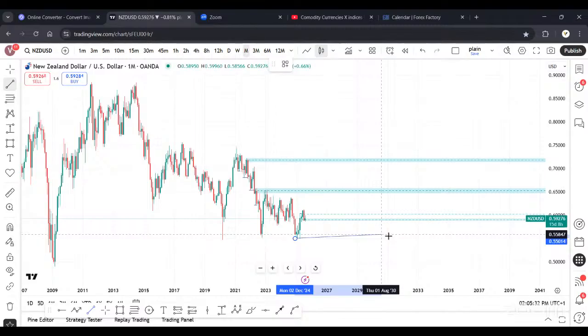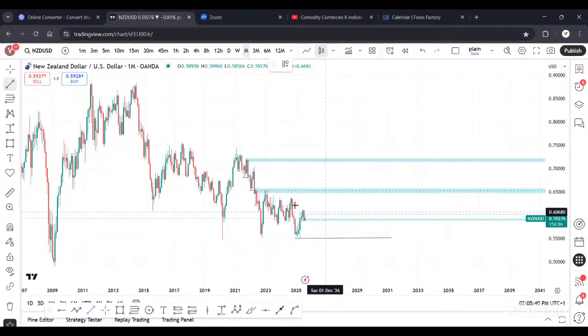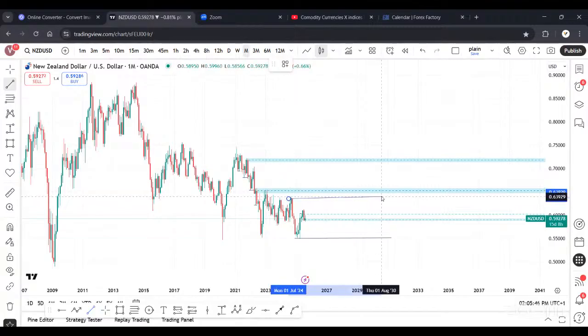But this is the monthly time frame. So I'm just going to draw this for drawing's sake. Before price gets to this zone, it's going to take a very, very long time. And for price to keep pushing upward, the next level it's going to be targeting is this particular zone. Okay, let's go to the weekly.